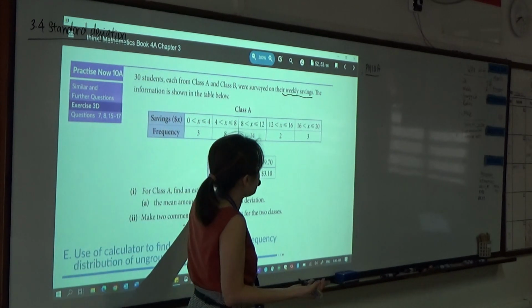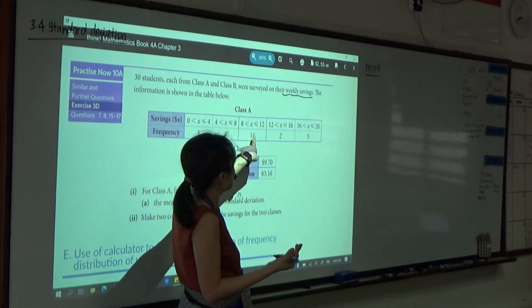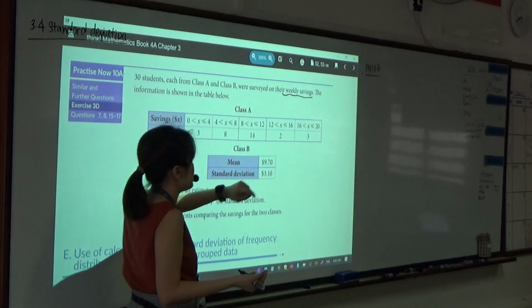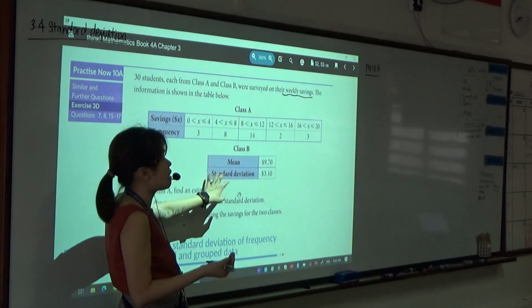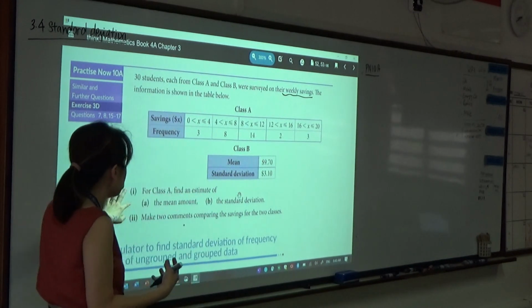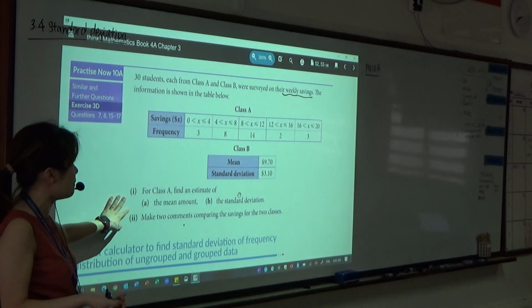And then subsequently, as you read the table, it also goes this way. So this would mean that there are 14 people that have savings between $8 to $12 per week. That is for Class A. For Class B, they have already calculated for you the mean and standard deviation, no data given at all. In Part A, we want to find the mean amount.